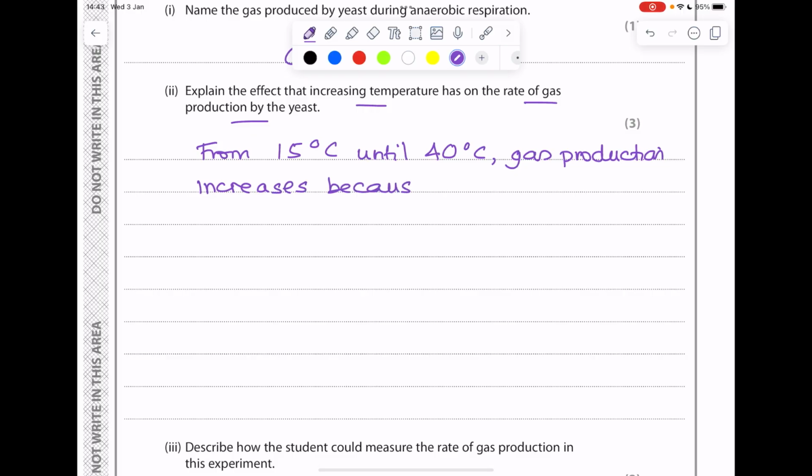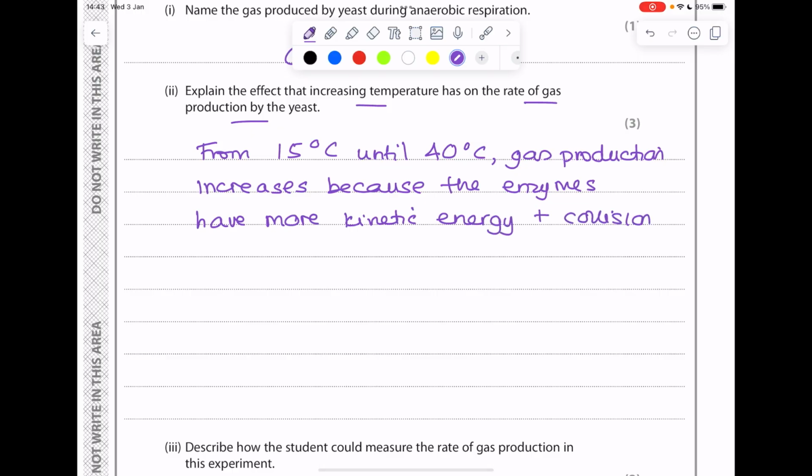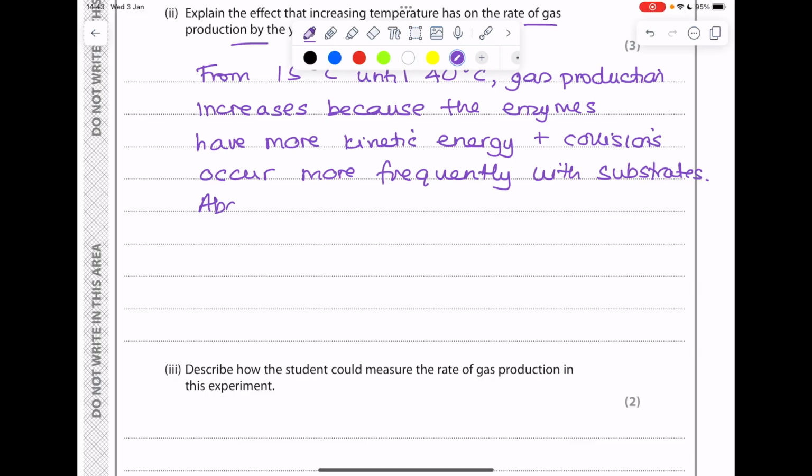Because the enzymes have more kinetic energy, and collisions occur more frequently with substrate molecules. This is really a chemistry collision theory answer. Above 40 degrees, remember what happens to enzymes is they denature. So that means that the substrate no longer fits that deformed active site, which you can say, but it's still the same marks.